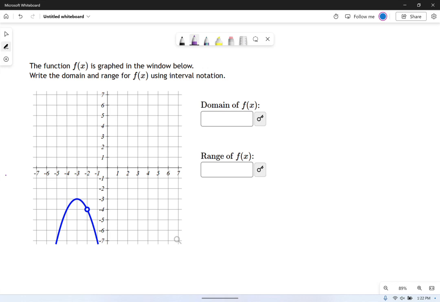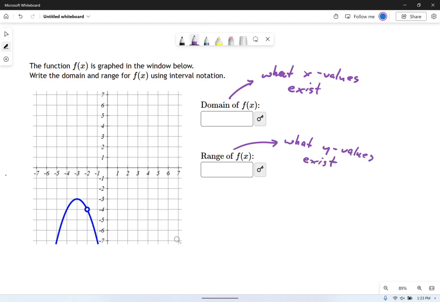Two important vocabulary words when you're describing the key features of functions, graphed functions anyway, are domain and range. What domain means is what x values exist as part of the function. Range is what y values exist.